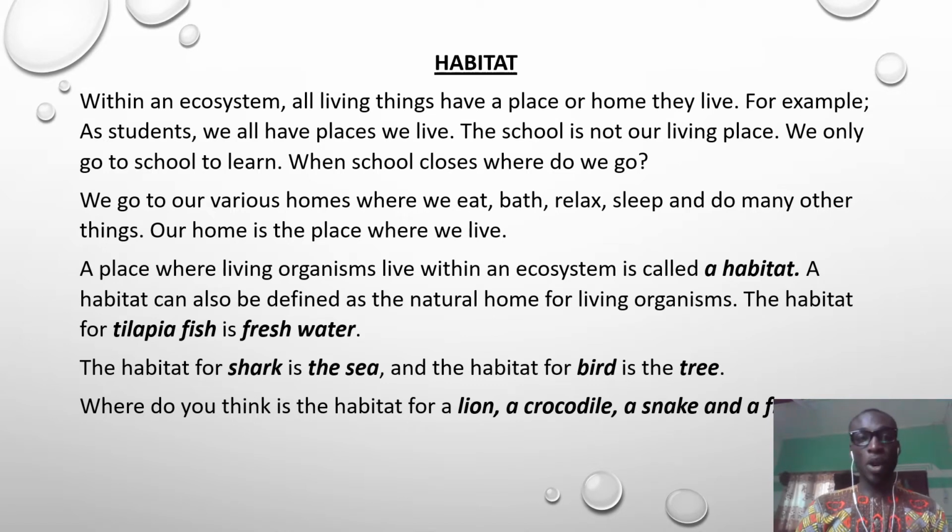The habitat for a shark is the sea, and the habitat for a bird is the tree. So you realize that you find these birds perching on trees. So that is where they stay, or that is their home. Where do you think is the habitat for a lion, a crocodile, a snake, and a frog?